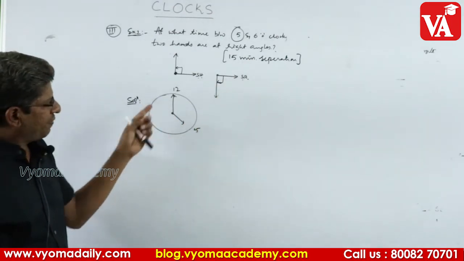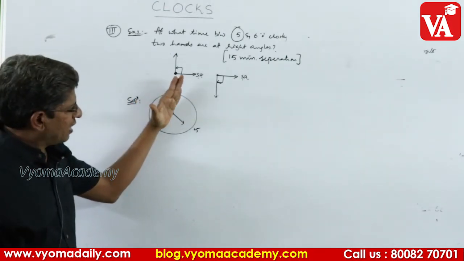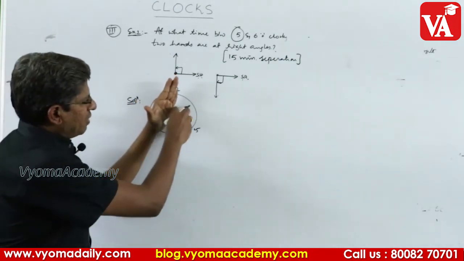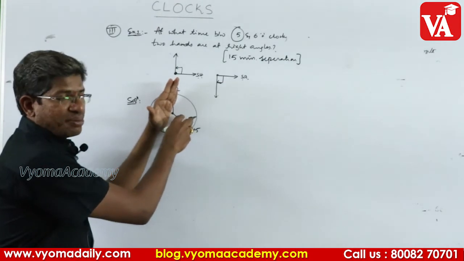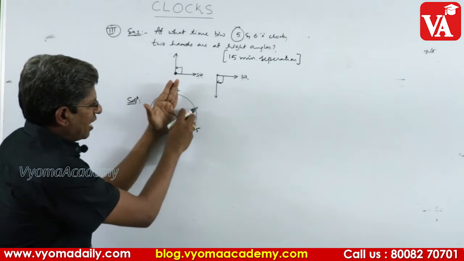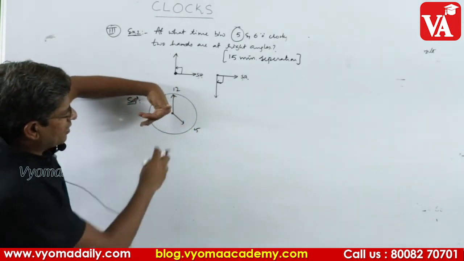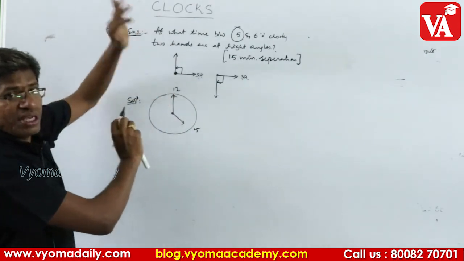So therefore, already 25 is there. If it comes 10 minutes, there are 15 minutes separation here. That means it has to move 10 minutes, right? This will be the left side answer. Or it should come all the way and then move 15 minutes, then also there is 15 minutes separation, okay?